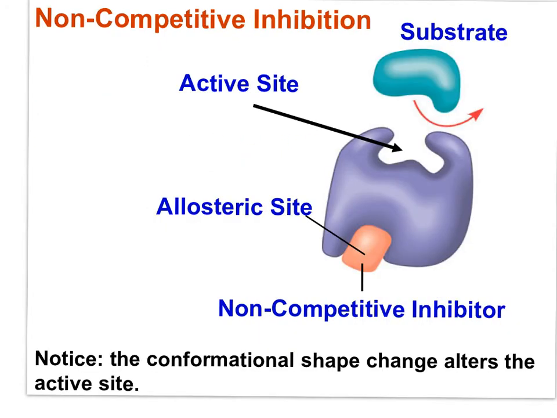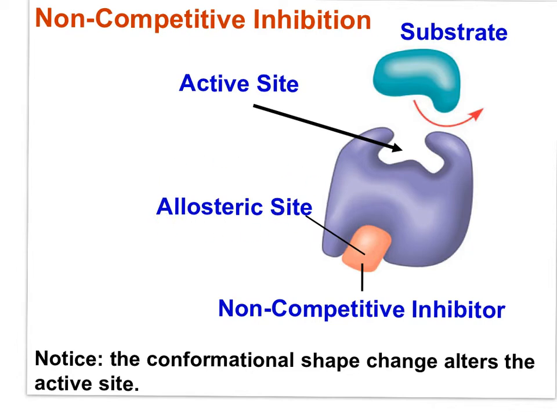This diagram displays non-competitive inhibition. In non-competitive inhibition, a molecule binds to a site other than the active site to cause a conformational shape change in the active site of the enzyme, altering the shape such that it cannot bind the substrate. The reaction is inhibited. The other site to which the inhibitor binds is called the allosteric site.